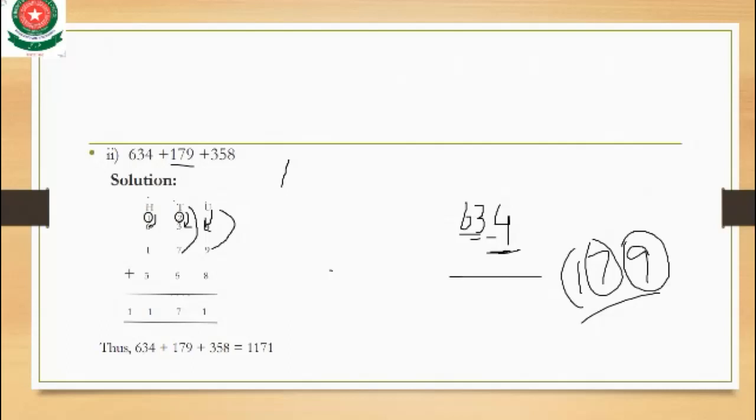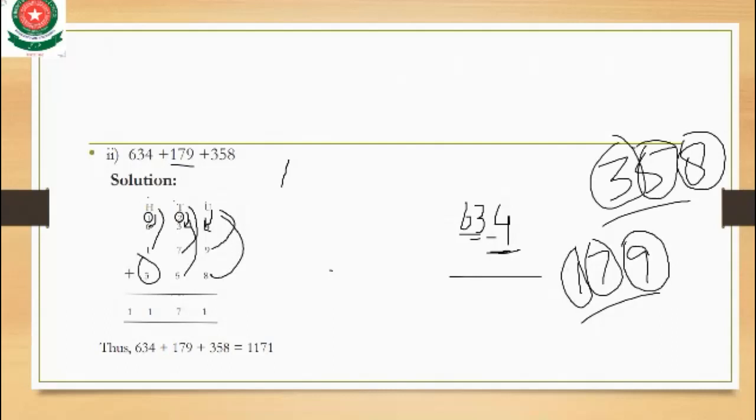Next is 358. The most right digit of this number is 8. Okay class, you will write under the U. Next is 5, you will also write it under the T, and the most left digit is 3. So we write here.